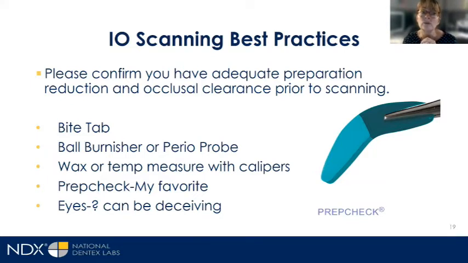So you could use like wax. Wax is super inexpensive. Measure it with a pair of calipers, or if you make the temporary provisional before scanning, you could measure the temp and make sure that there is enough. Also, most ball burnishers are just the right depth. They're at like 2 millimeters. That is ideal for you to be able to slide through when the patient is closed.